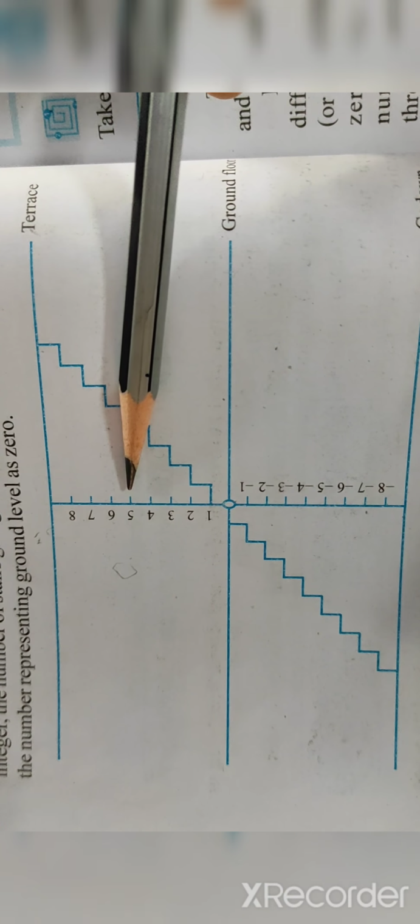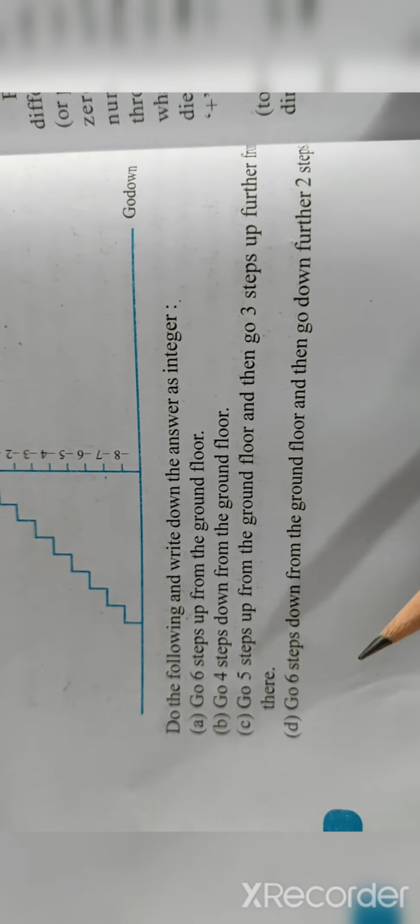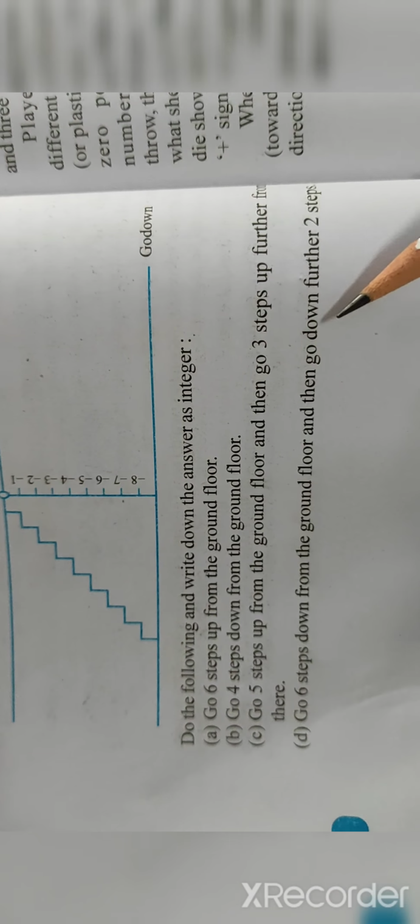Go 5 steps up from the ground floor and then go 3 steps up further from there. Okay, go 5 steps and then 3 more. So the final answer will be 8. Go 6 steps down from the ground floor and then go down further 2 steps. Okay, from the ground floor 6 steps and further 2 steps down. So the answer will be -8.